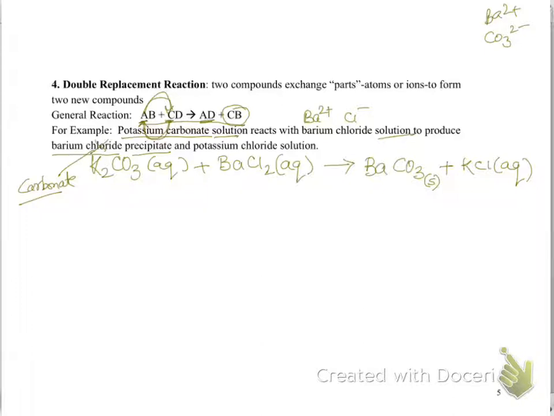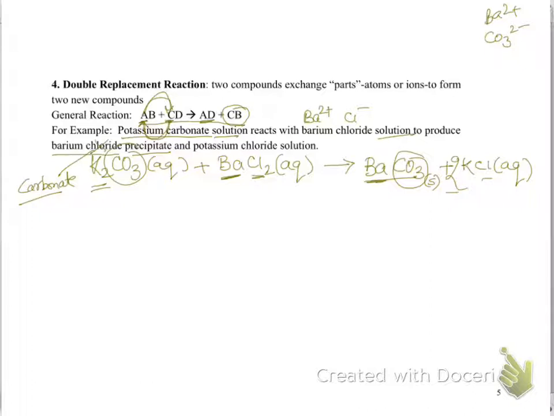Double replacement reactions take place only if at least one of your products is a solid, liquid or gas. What is left then? Aqueous. If you have everything written as aqueous, that means there is no reaction taking place. In this case, a solid is forming, so it's going to precipitate out. And once you are done writing the equation, you have to balance it. So there are 2 K, so you put 2 here, 2 Cl, 2 Cl, 1 barium, 1 barium, 1 CO3, 1 CO3. So the equation is balanced.